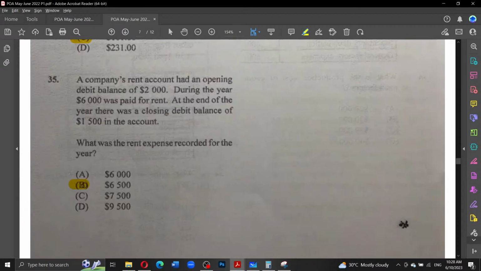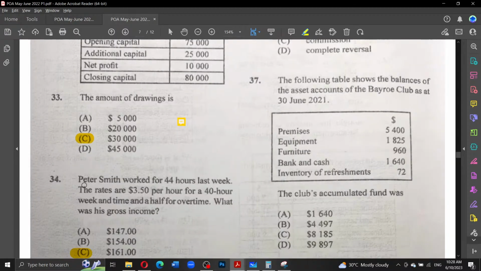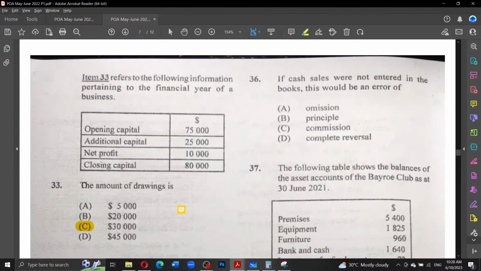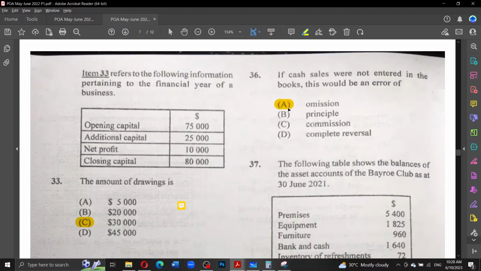Alright, moving on. 36. If cash sales were not entered in the books, this would be an error of... Alright, so it's an error of omission because it's completely omitted.